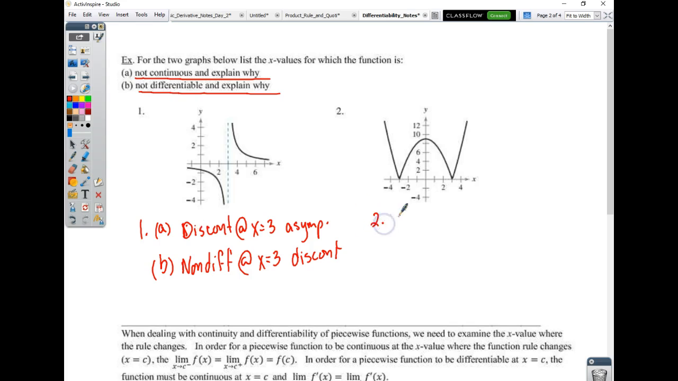Question number 2, if I'm telling you that there's a discontinuity, well, I look and all the points look good. The limits look good. So what I would say here is that this is continuous.